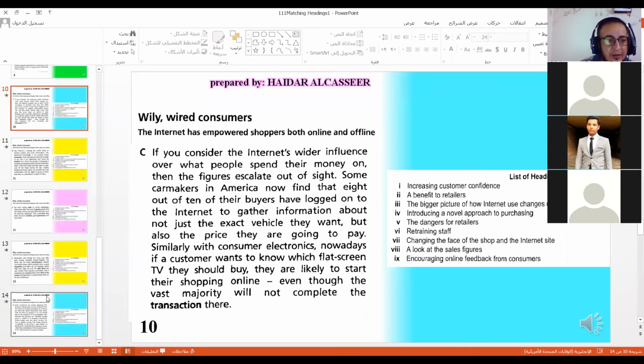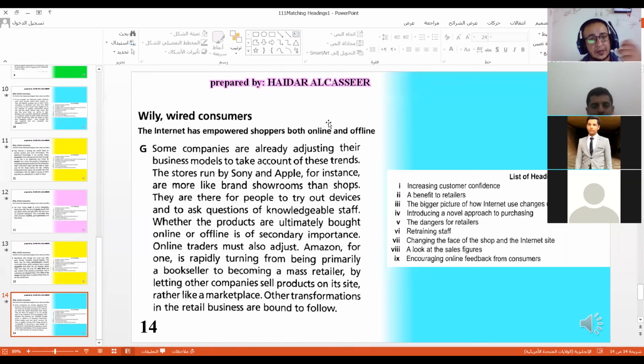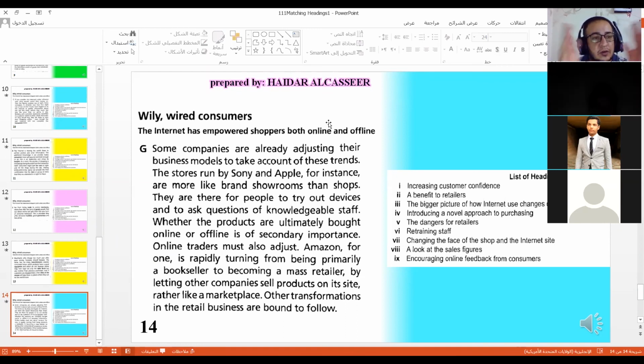Okay, so now let's see number 14, G. Slide number 14, G. Some companies are already adjusting. We said adjust means change also. Adjusting their business models to take account of these trends. Let me explain the business models. A model. When you go to a company, let's say a clothing shop, where do you find the models?